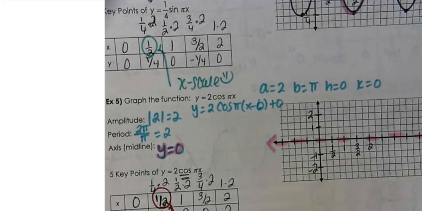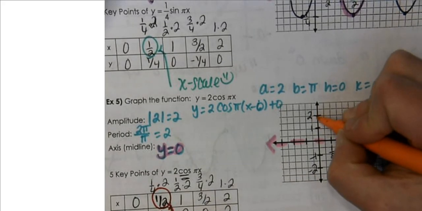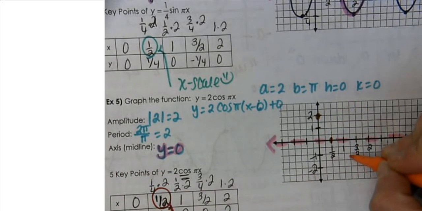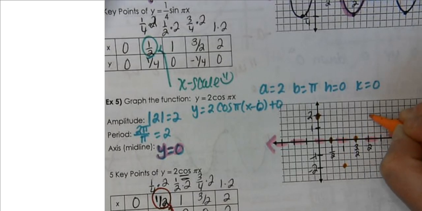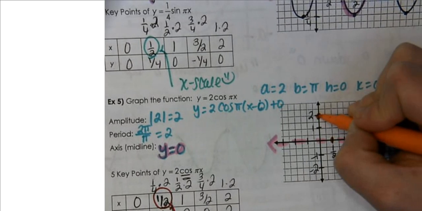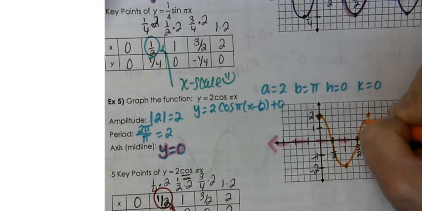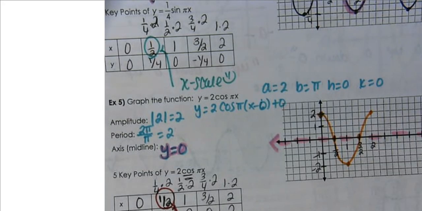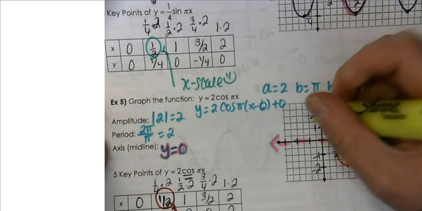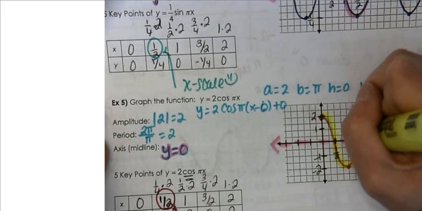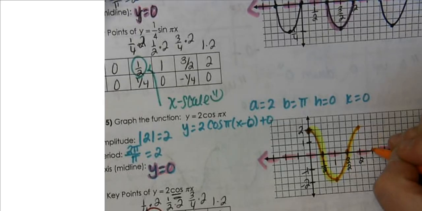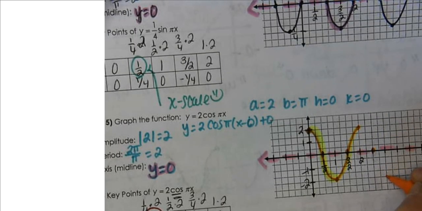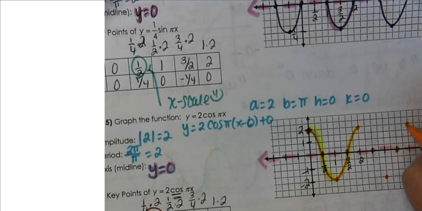So here we go. I'm going to plot 0, 2, and then I have 1/2, 0, 1, -2, 3/2, 0, and then 2, 2. And there is my first cycle, and I'm going to make sure that I highlight it because that was the first one that I plotted. And then from here we expand. So up, 0, down, 0, up again, and this is always on those solid tick marks, and then back to 0.